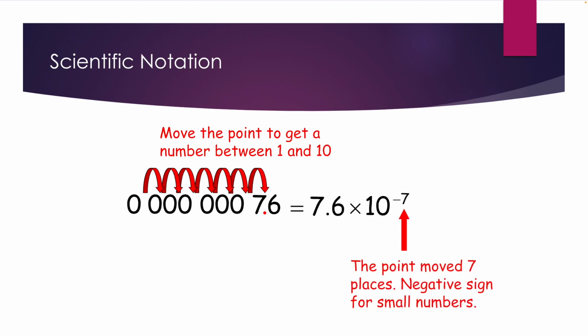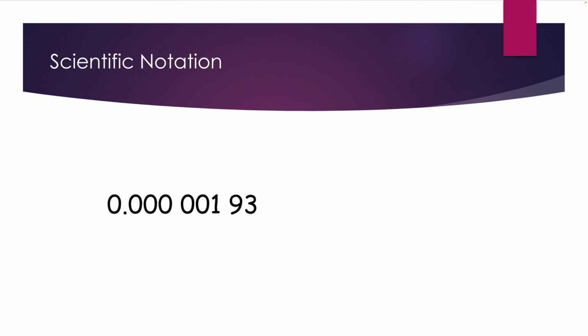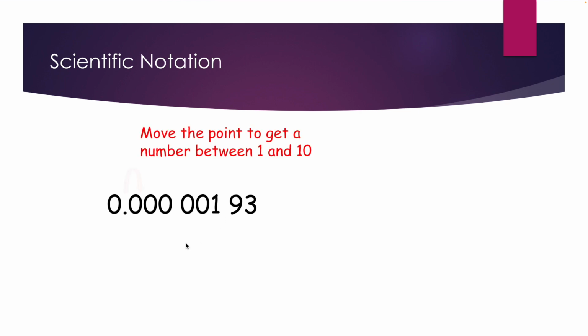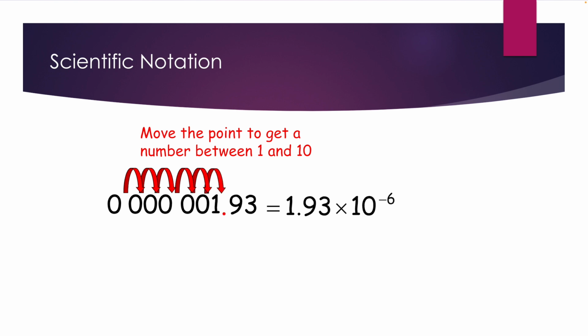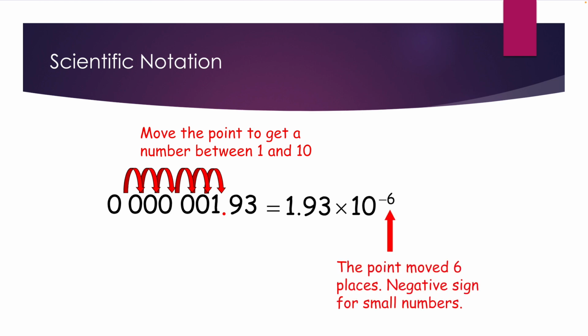Again, we're using the negative because it's a small number. Right, in this one, I'm going to move the decimal point between the 1 and the 9. So I get 1.93. If I move it here, I get 19, which is bigger than 10. And if I put it here, I get 0.1, so that's smaller than 1. So I'm going to move it right here. So I get 1, 2, 3, 4, 5, 6 spaces. So I get 1.93 times 10 to the negative 6.